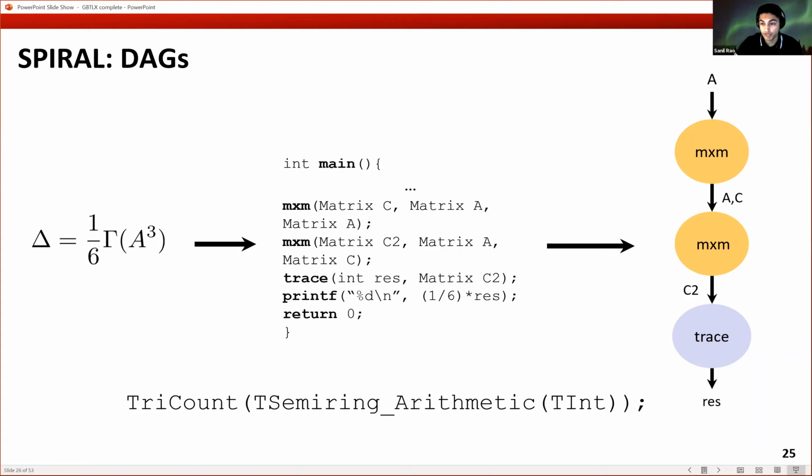Once this DAG has been created, Spiral will use pattern matching and table lookups to see if this sequence of operations is actually known to the system. If that is the case, it'll then produce an initial SPL formulation for this set of operations. So going back to this example, we know we are performing triangle counting with the traditional semiring over the integers. So we're going to get a formulation like this, which is triangle count with this arithmetic or traditional semiring for the integers.